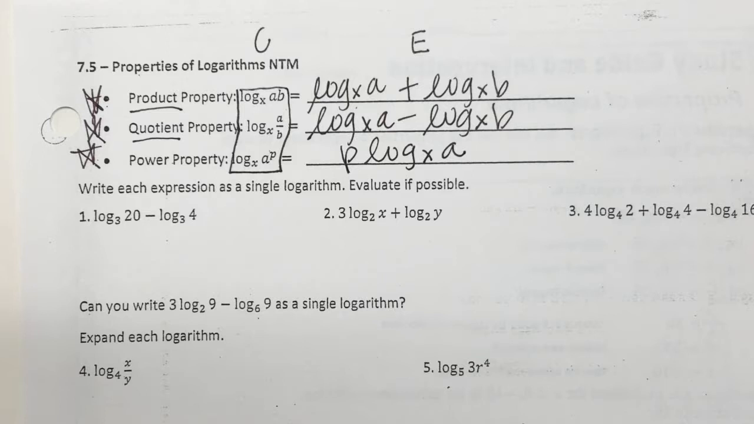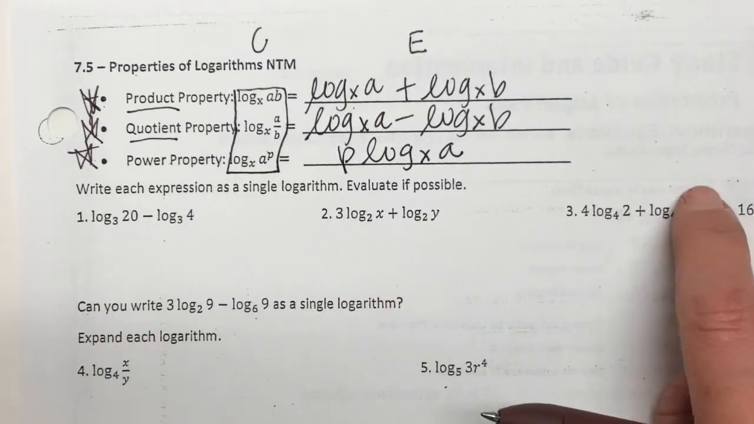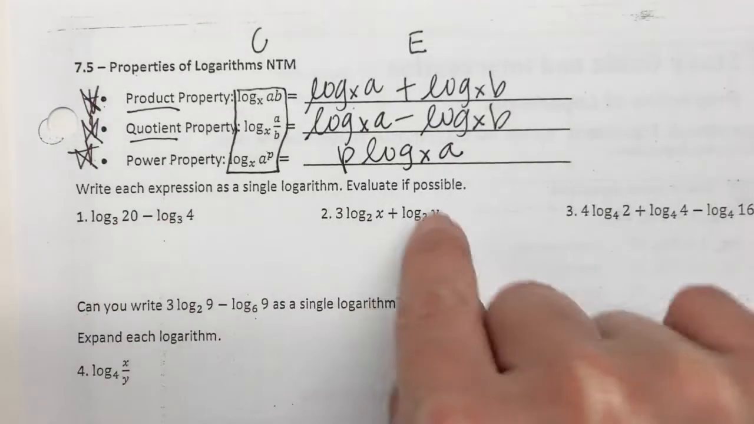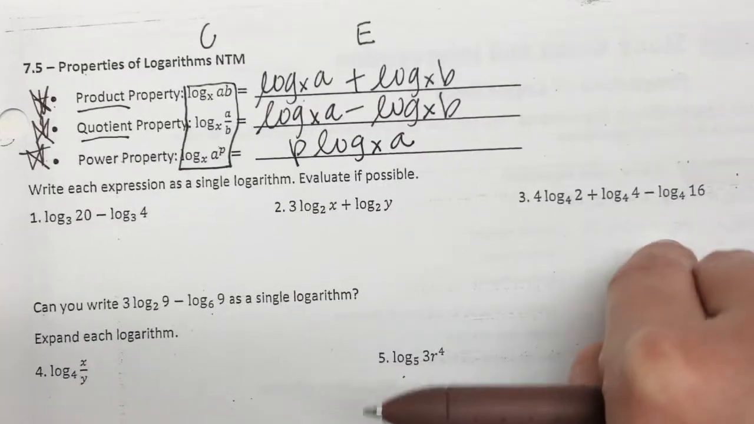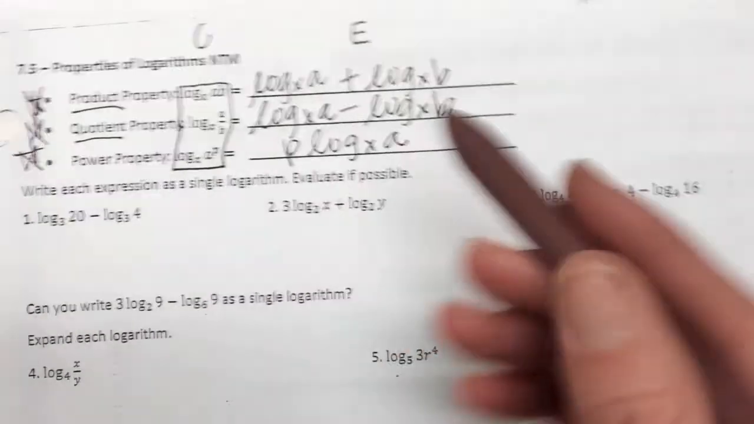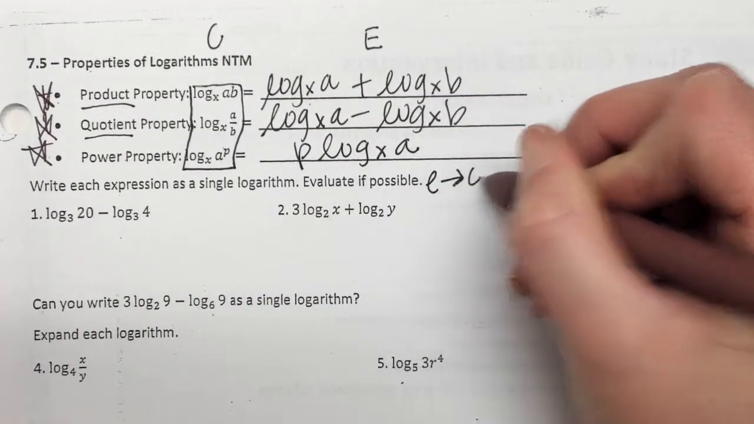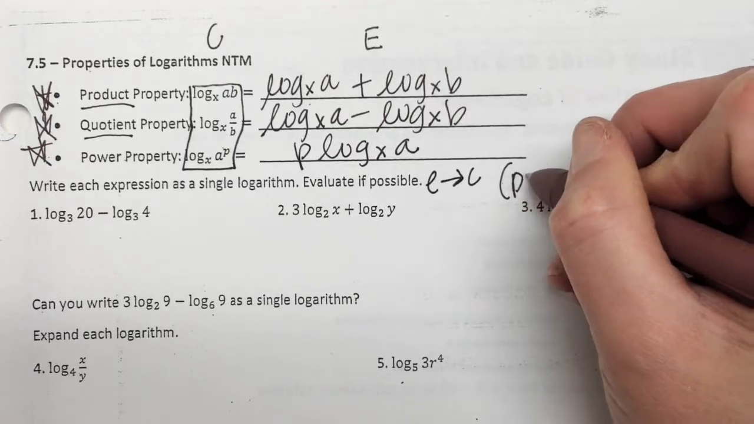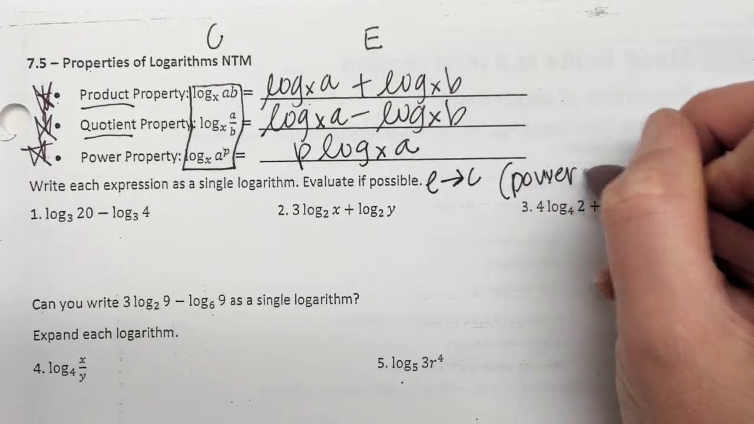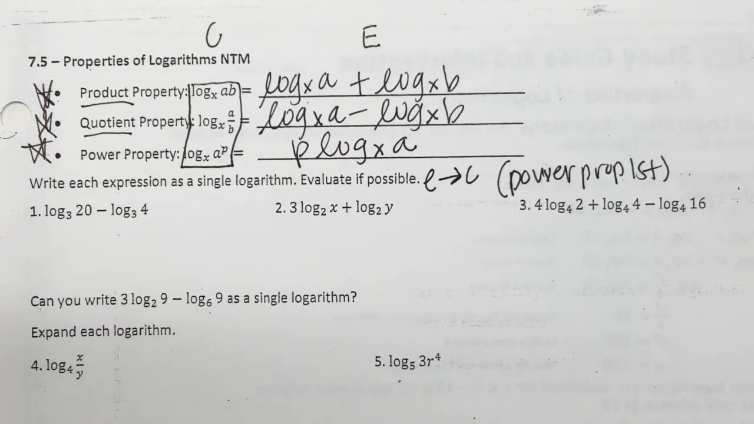Okay. So the first thing we're going to do is start with the expanded version. And you can tell because there's two terms in each one. And we're going to condense it to one logarithm. When you go from expanded to condensed, you always want to do power property first.